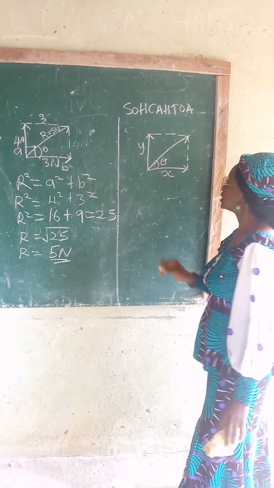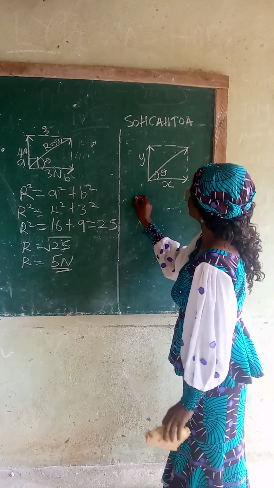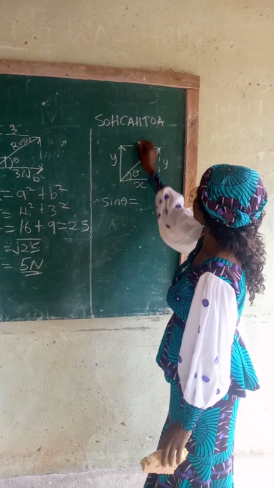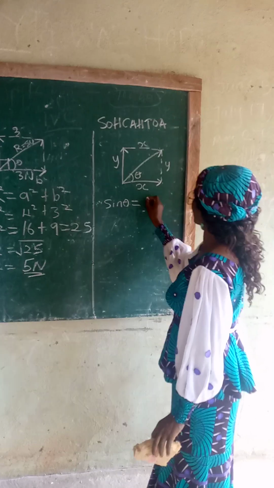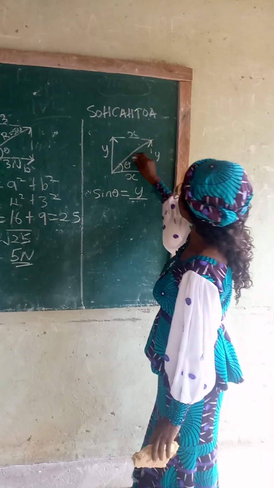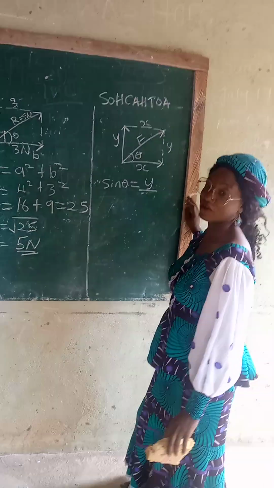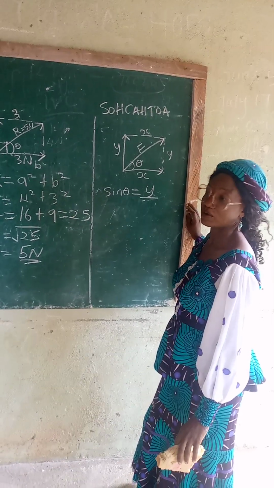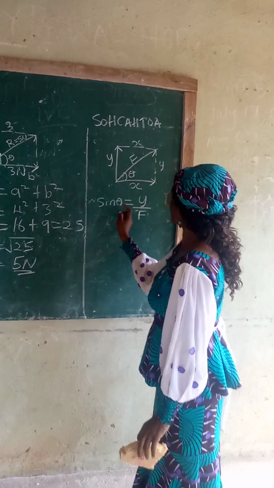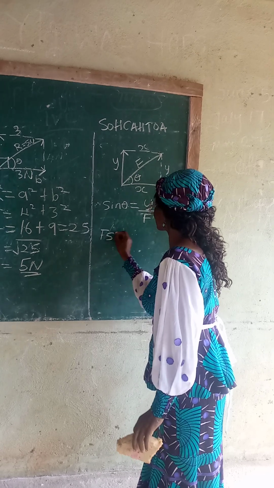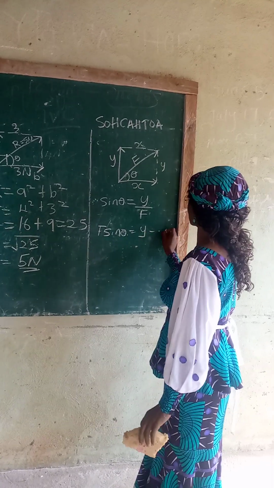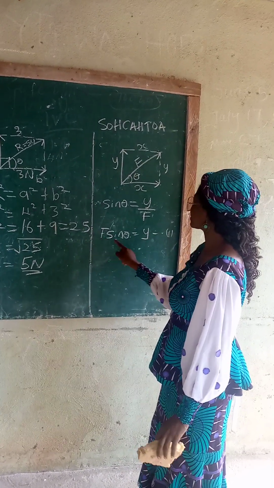Are you with me? So using SOHCAHTOA, we have sine theta is equal to opposite over hypotenuse. The opposite is y, so we have y over the hypotenuse. Hypotenuse is our r, but let's say it's our f, our force. So we have y over f. If you cross multiply, we have f sine theta is equal to y. Let's take this to be equation 1. It means that y is equal to f sine theta.